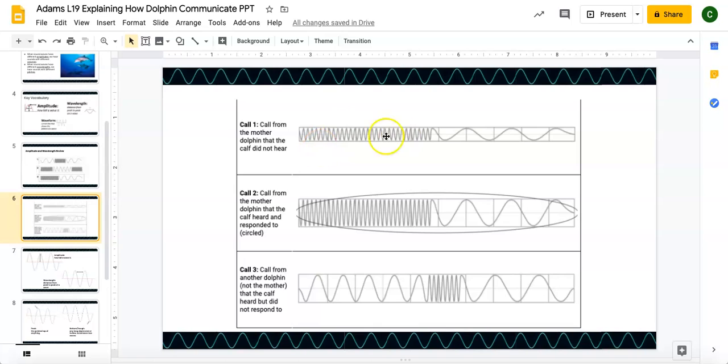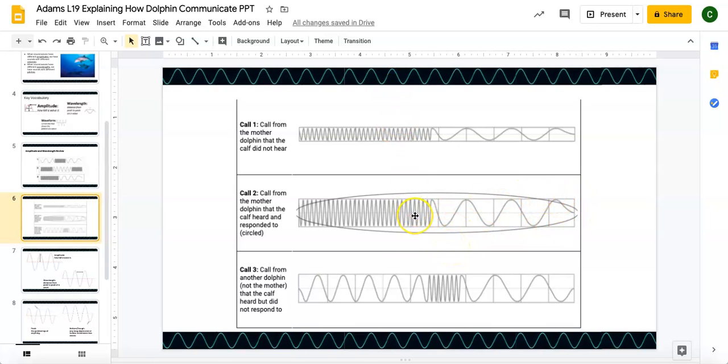Call 1, he didn't respond to. So let's figure out why. This is the call that he responded to. Now the patterns look almost identical, but we're going to think about it and we're going to realize that they're not. The pitch is identical, meaning we have short distance here, long distance here, short distance here, long distance here. So that means the mother's call has a high pitched sound and it goes into a low pitched sound.